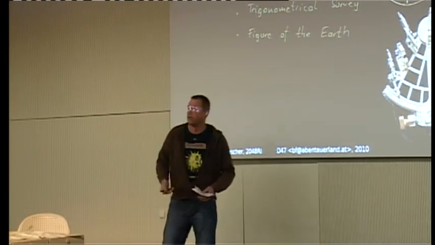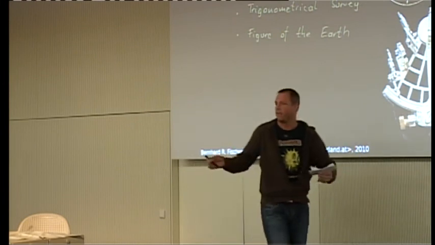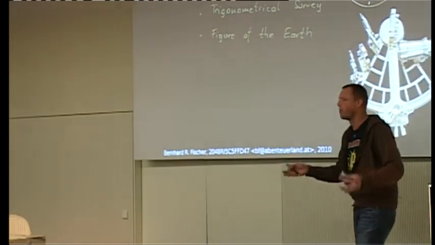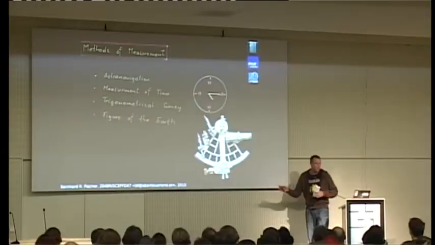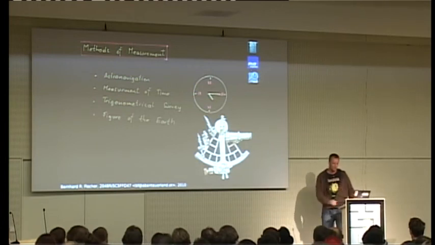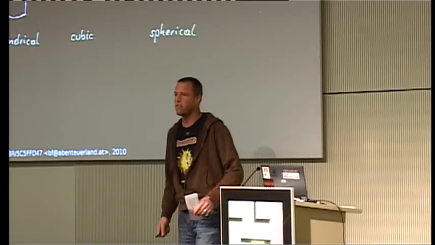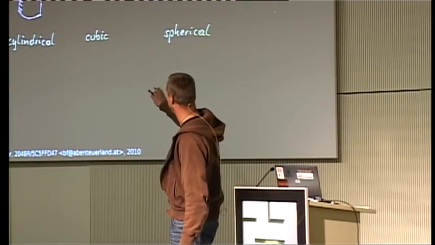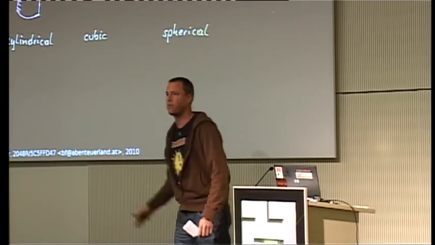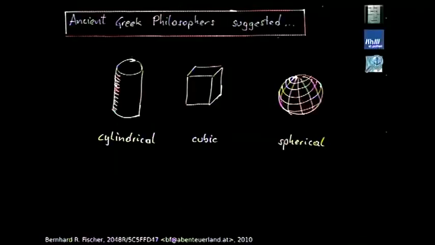Okay, so I think we can agree that it is something like a sphere. Everybody knows that today, but they were not so sure about that fact. So if we go back in history, we find suggestions for models like this. It's not a joke; it's real. So you can read it in literature.